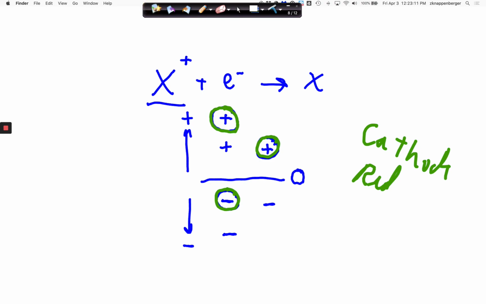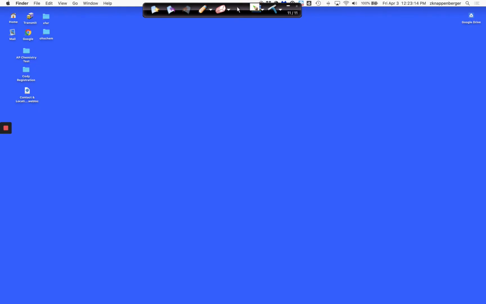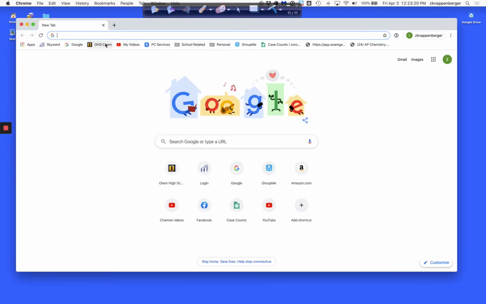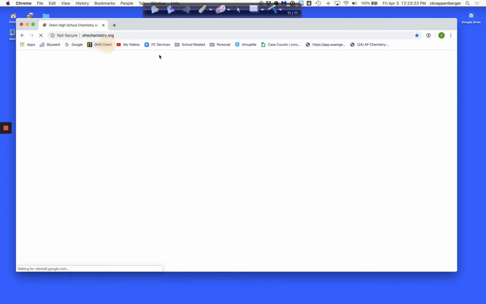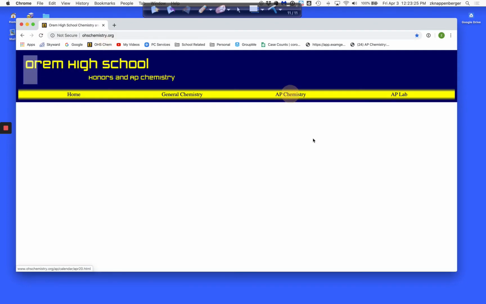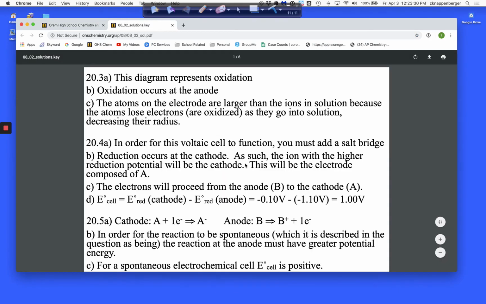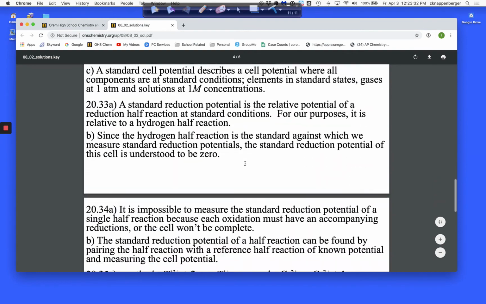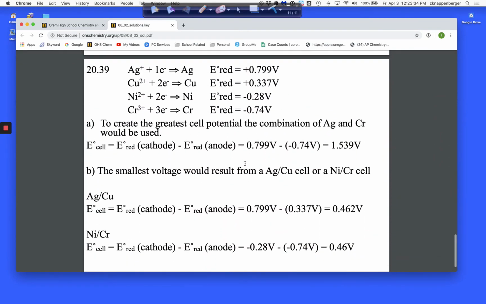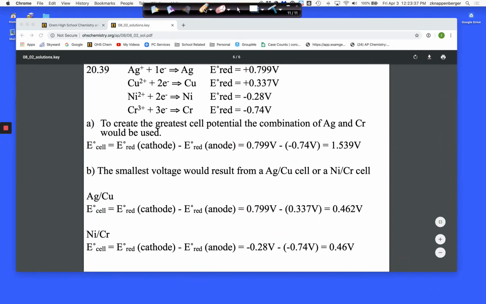So in that line of thinking then, if we go over here for a second, and if we look at this homework assignment, this is where Caleb and I firmed up this idea. If you look here at the solutions to this homework, here's a great example of this. If you look at number 39, and then if you look at A, it gives us these reduction potentials.